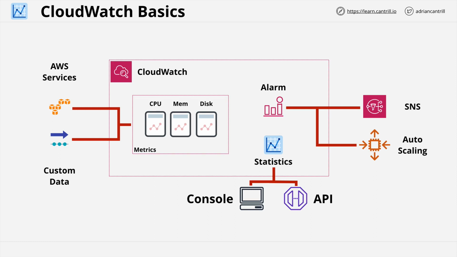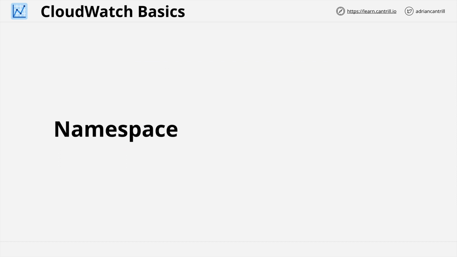Now, because CloudWatch manages lots of different services, it needs a way of keeping things separated. So the first concept I want to talk about is a namespace. And you can think of a namespace as a container for monitoring data. It's a way to keep things from becoming messy. It's a way to separate things into different areas.